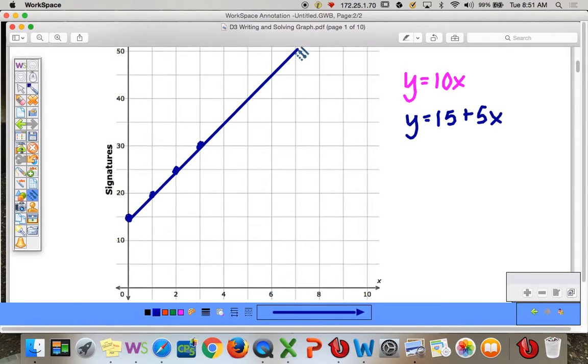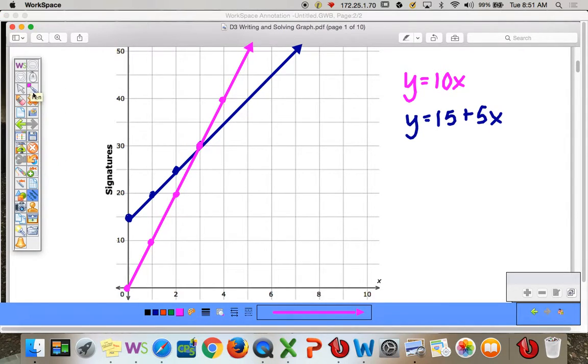Okay, so here's what Rayshawn's line looks like. Let's look at Erica's. She starts at 0, but she collects 10 every hour. And if we connect her line, it looks like this. Oops, not like that.